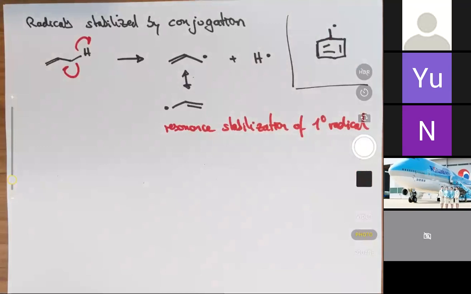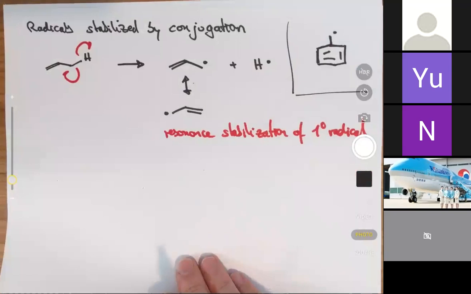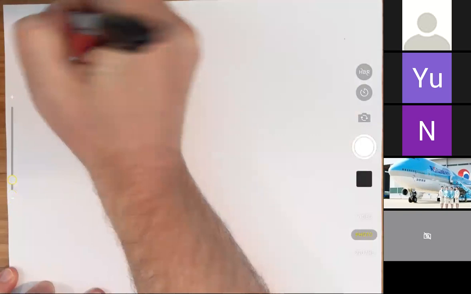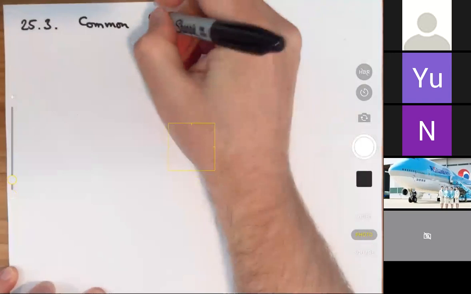Now, having introduced a little bit about the stability, we want to start talking about the elementary reaction steps that we expect with radicals. They are essentially a series of fundamental steps that you'll see over and over again in radical chemistry in different combinations, and depending on the order in which these steps take place, you get different product distributions out of it. But we want to start very simply first by introducing the elementary reaction steps. So 25.3, common elementary reactions.